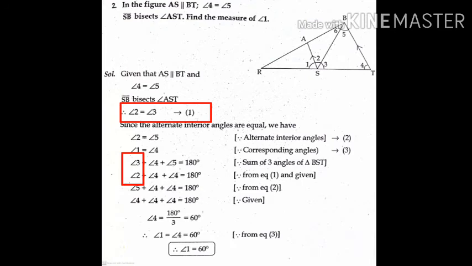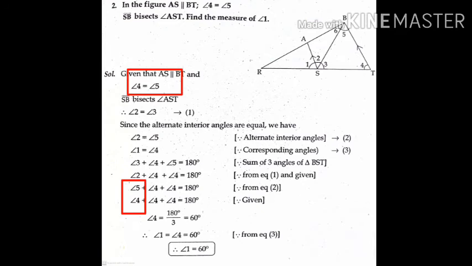Angle 3, we can write angle 2 from equation 1, plus angle 4 plus angle 5 is equal to 180 degree. Angle 2, we can write angle 5 from equation 2, plus angle 4 plus angle 5 is equal to 180 degree. But angle 5 is equal to angle 4, that is given. So angle 4 plus angle 4 plus angle 4 is equal to 180 degree. Add the like terms on the left side of the equation: 3 angle 4 is equal to 180 degree.